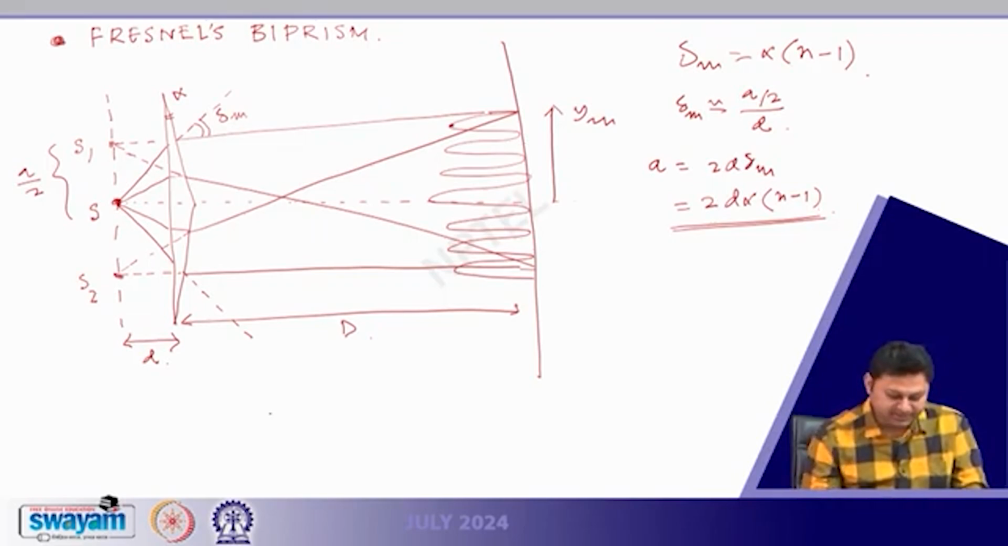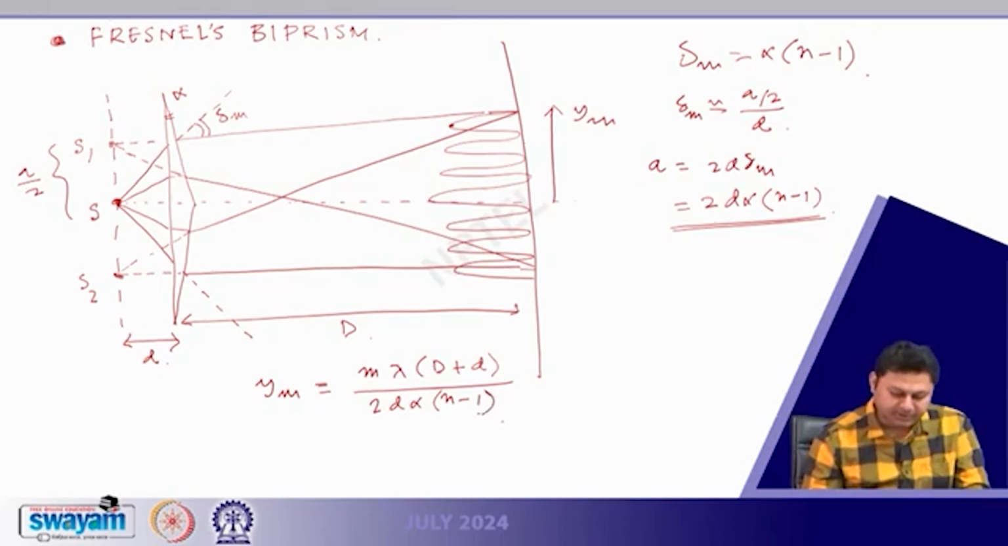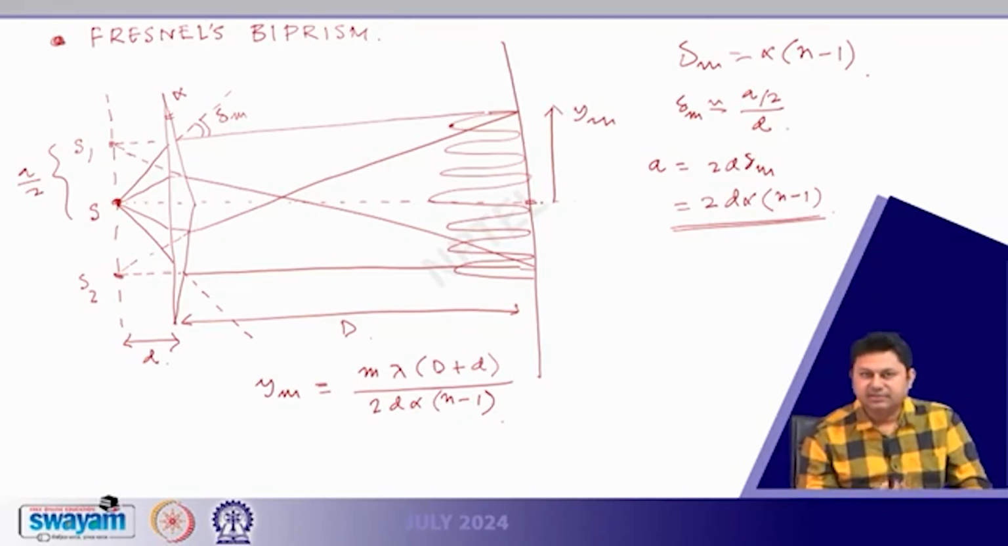Once you know this, then the maxima point can be simply calculated as m lambda, and D here will be simply replaced by D plus small d, the same equation that we have used for the double slit problem, divided by a, which is 2 d alpha (n minus 1). So we have the formula for the length for the mth order maxima, and that is defined by this.